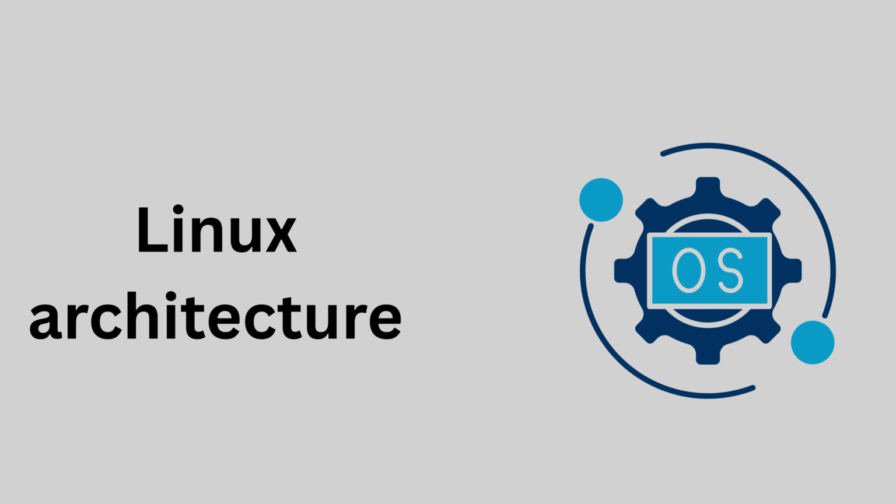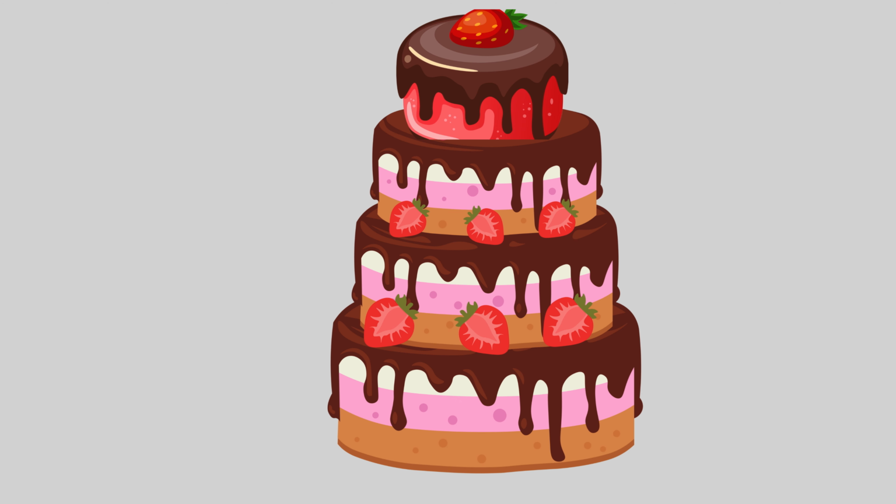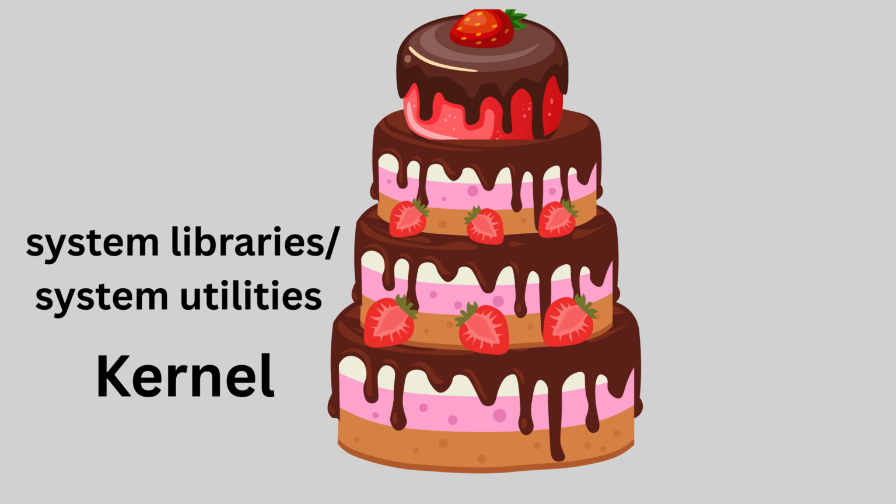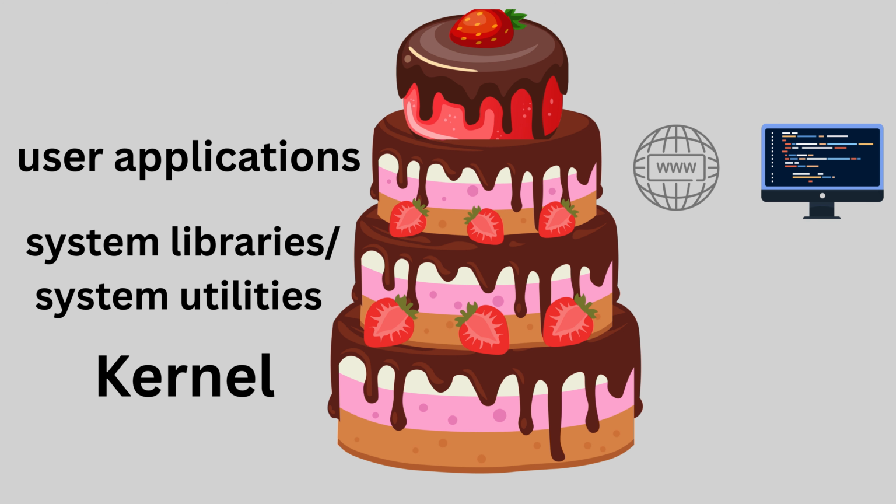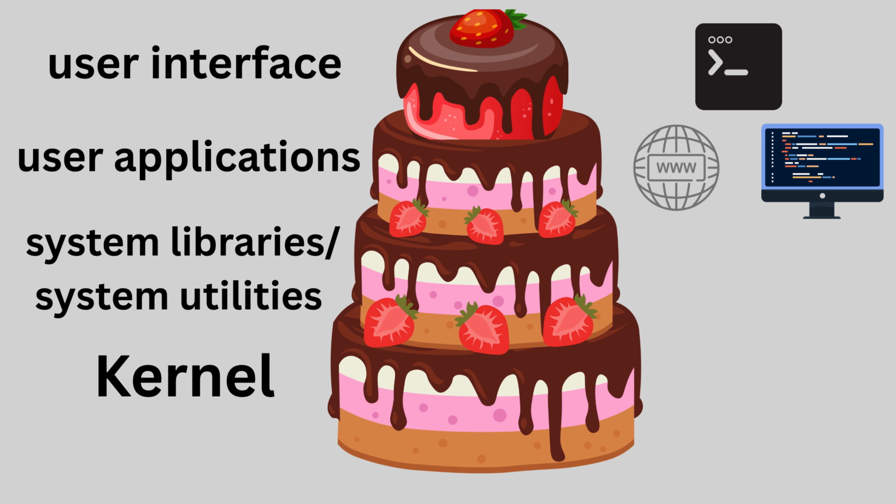At its core, Linux architecture is how the operating system is structured to manage hardware, run applications, and let users interact with it. Think of it like a layered cake. The kernel is the heart, talking directly to hardware. Above it, we have system libraries and system utilities that act like bridges. At the top, you've got user applications, like your web browser or code editor. And tying it all together? The user interface, whether it's a terminal or a graphical desktop.